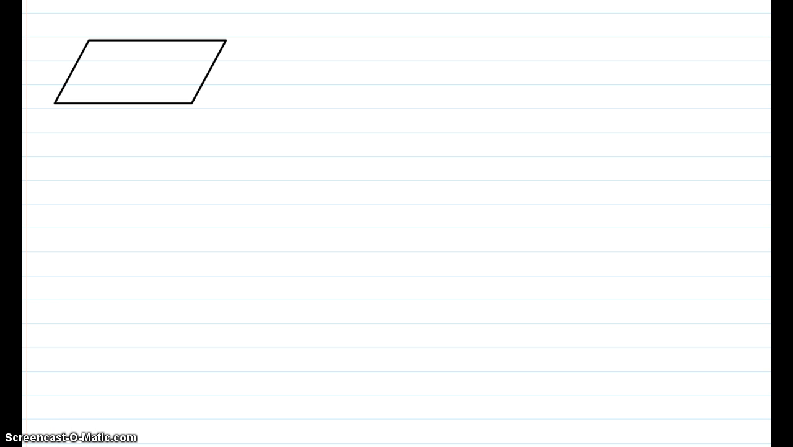The next thing we're going to learn about parallelograms is, let's label it again, A, B, C, D. We're going to look at the diagonals. The diagonals go from one vertex to the opposite vertex. So one diagonal is AC, and the other diagonal is BD. The first thing is that the diagonals are not congruent. They are not equal.